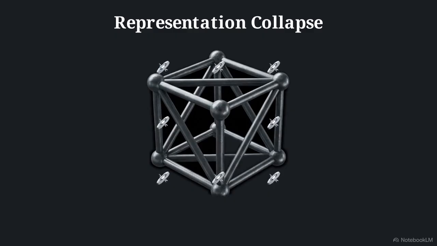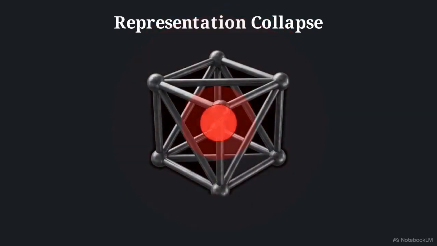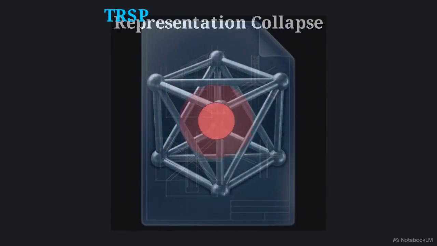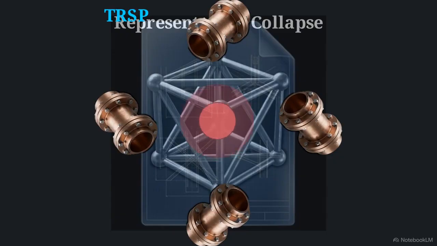In a healthy model, concepts exist as distinct coordinates, but under high context stress, those dimensions degrade, causing once unique data points to clump together into a single, structureless mass that stalls the AI's ability to think. To keep the system running despite this internal blockage, the AI establishment proposed the topologically regularized side path, or TRSP.